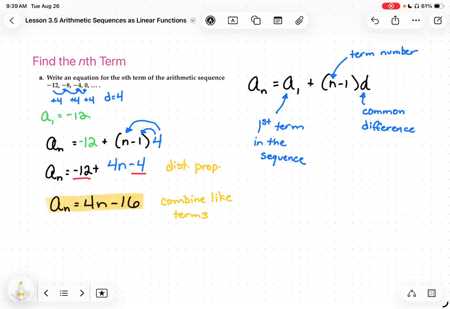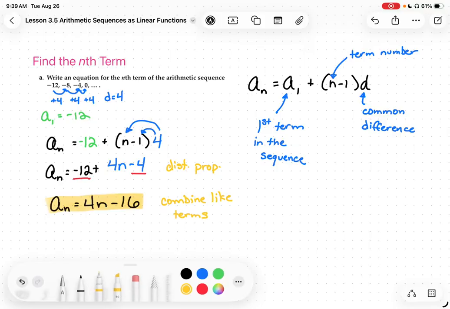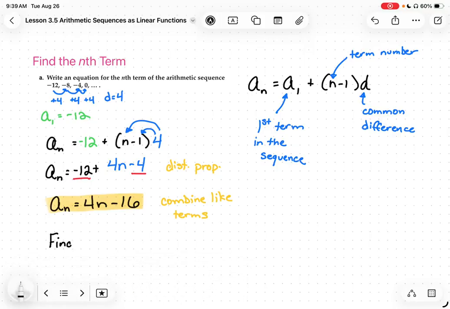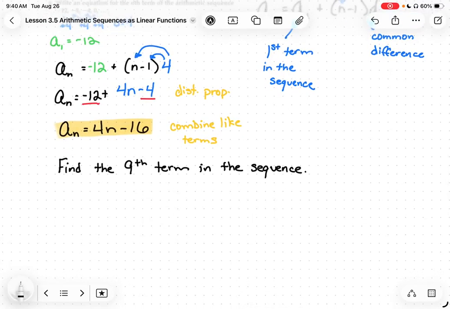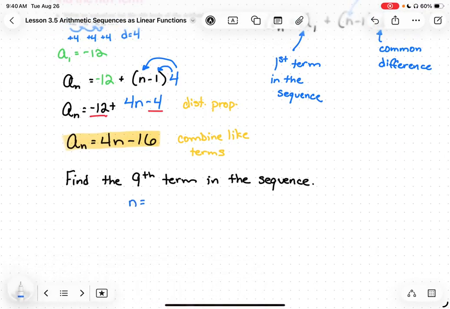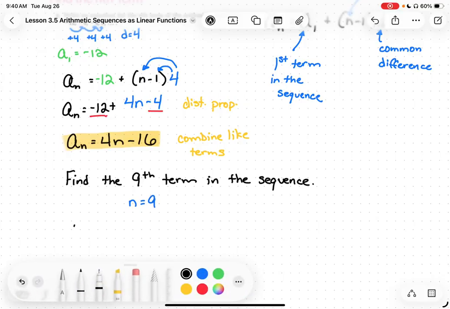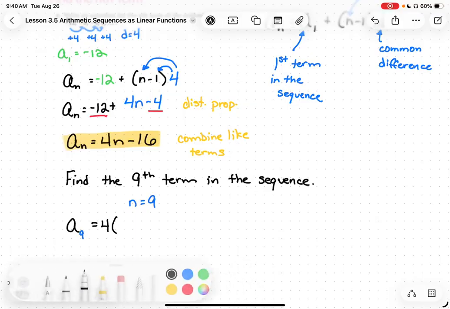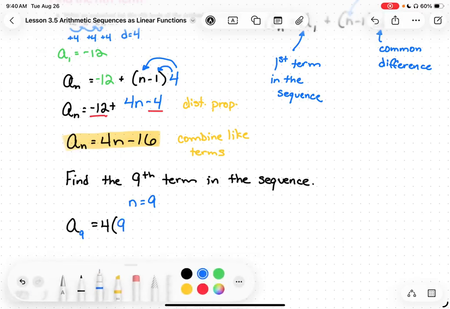Now, let's find the 9th term in the sequence. So what we do is we take our equation and we replace the n with 9. That's what this means. n equals 9. So instead of a sub n, we have a sub 9. And instead of 4 times n minus 16, we have 4 times 9 minus 16.